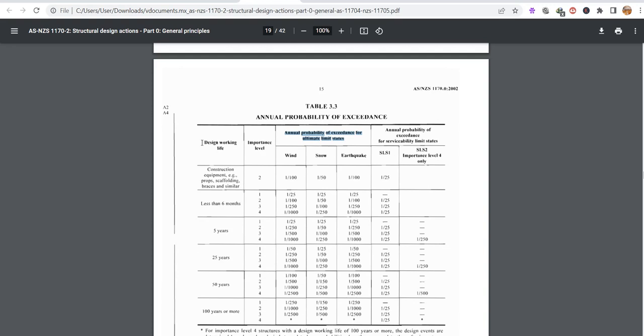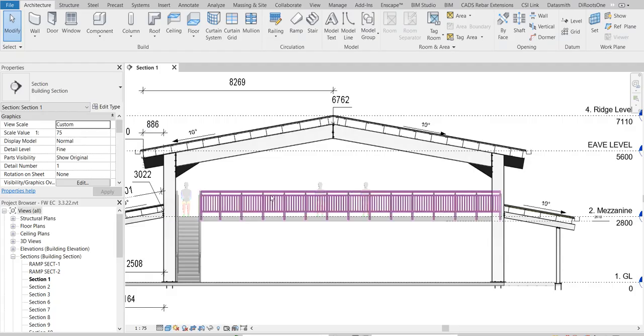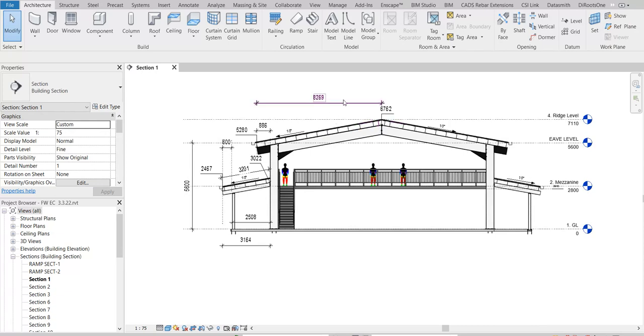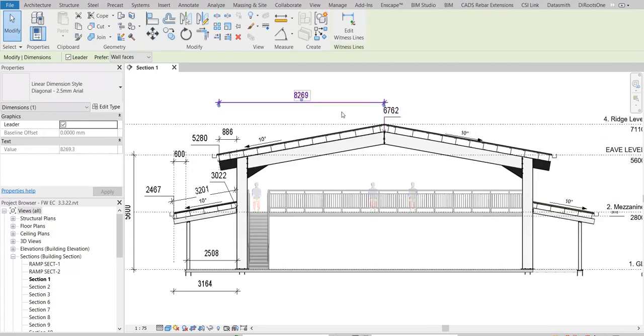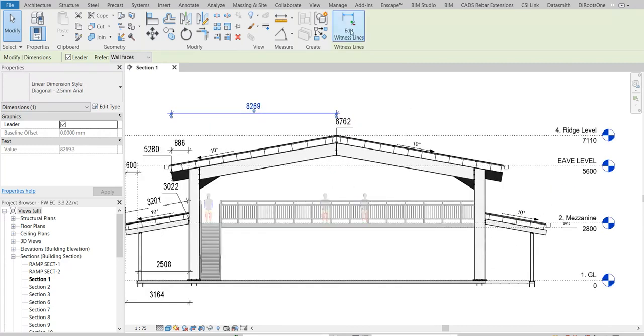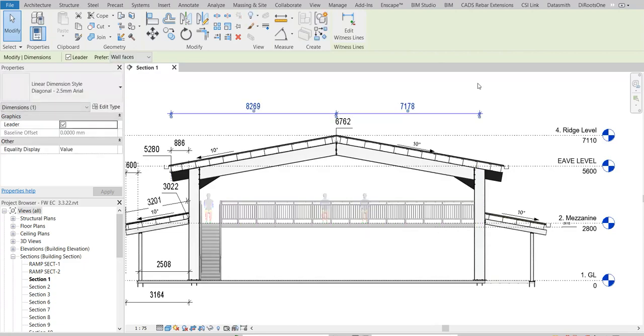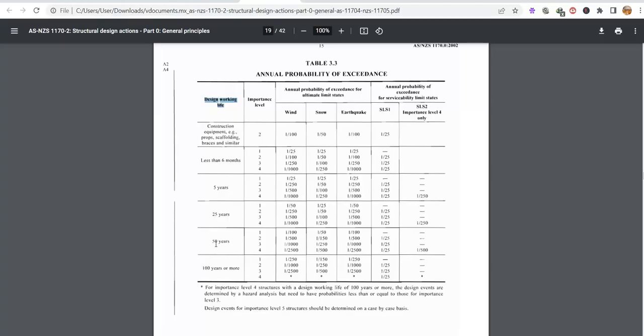So the design working life is the lifespan for which we are going to design the structure. In this case, I'm going to design this structure, and I'm expecting this structure to survive more than 50 years, considering there's no severe cyclone. So go back to my manual. I'm going to consider, for example, this 50 years. So I'm assuming that my structure will survive more than 50 years.